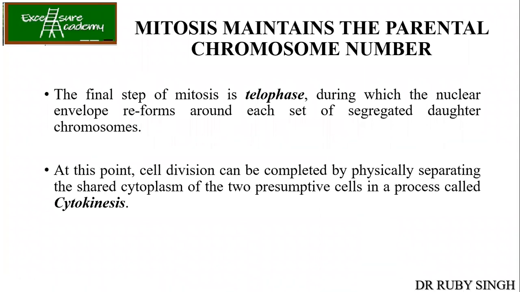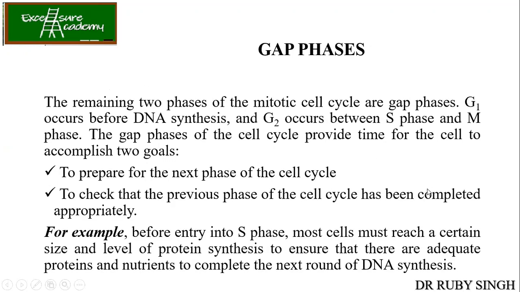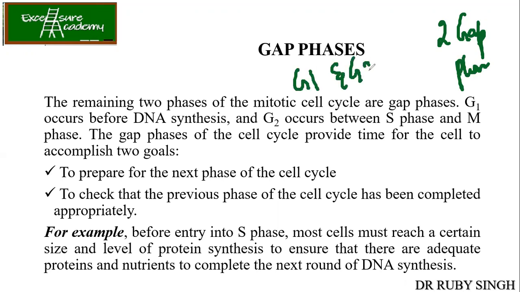Now the final step of mitosis is the telophase, during which the nuclear envelope reforms around each of the segregated daughter chromosomes. Okay. Now, finally, the cytokinesis happens. So this we already talked about. Now, coming to the gap phases. If you remember, in any cell cycle, there are two gap phases. Those are called G1 and G2.